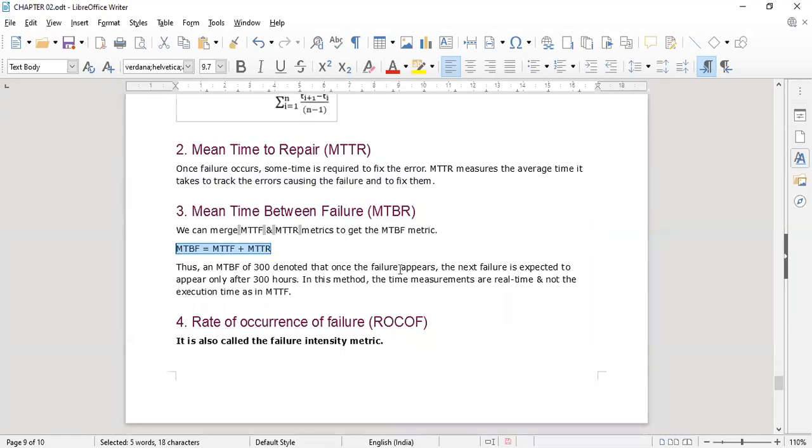denotes that once a failure appears, the next failure is expected to appear only after 300 hours. So this time interval between failures is called MTBF, that is, mean time between failures. In this method, the time measurements are real time and not the execution time of your program.